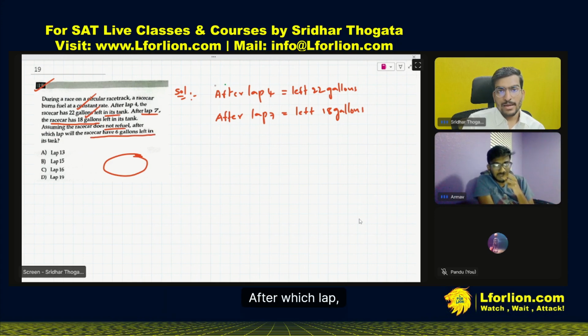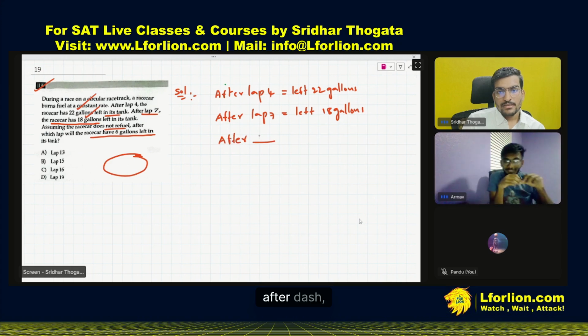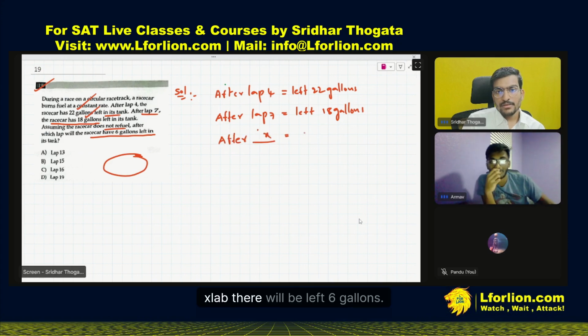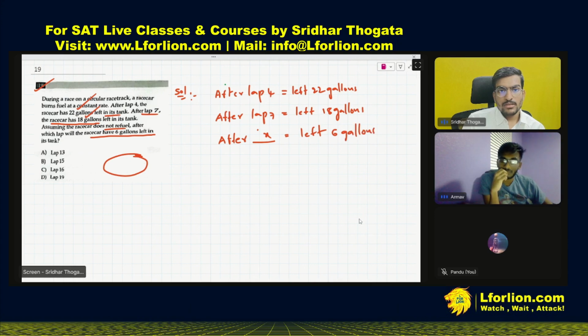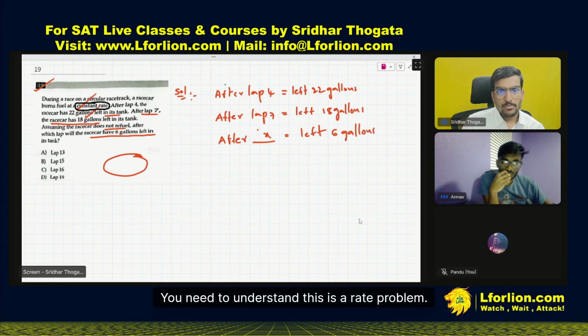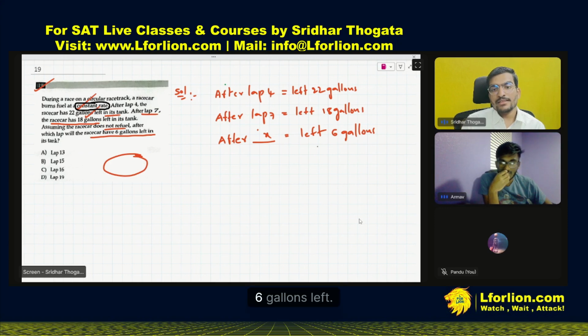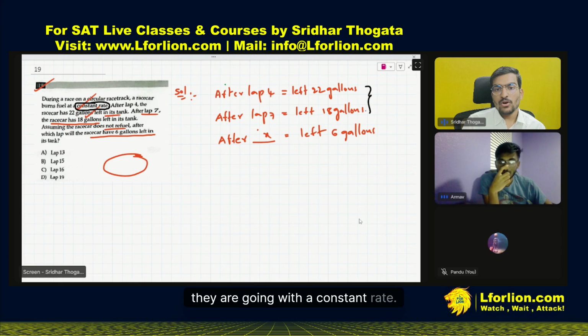After which lap? After X laps, there will be 6 gallons left. This is the question. Here they said one more thing: it's a constant rate. You need to understand this is a rate problem, and after that rate, 6 gallons left. How to find this out? You can see here, they are going at a constant rate.